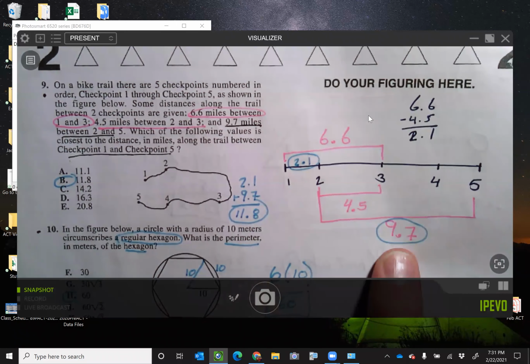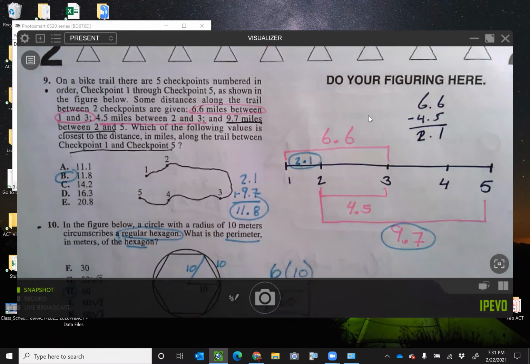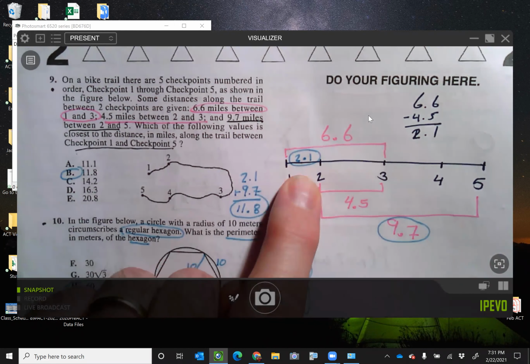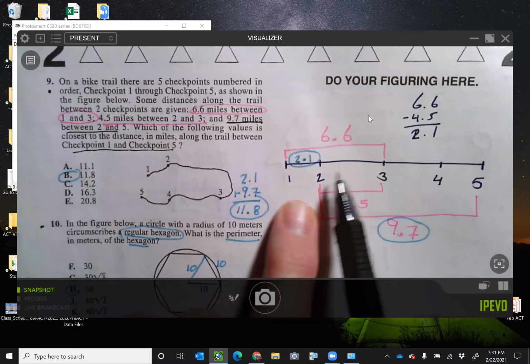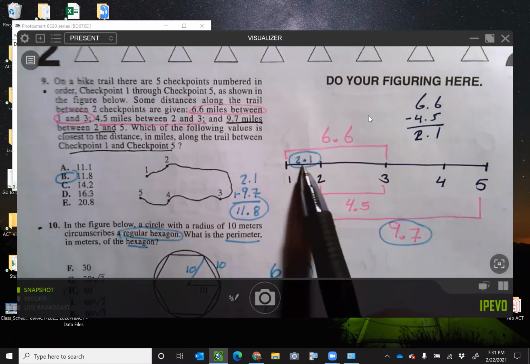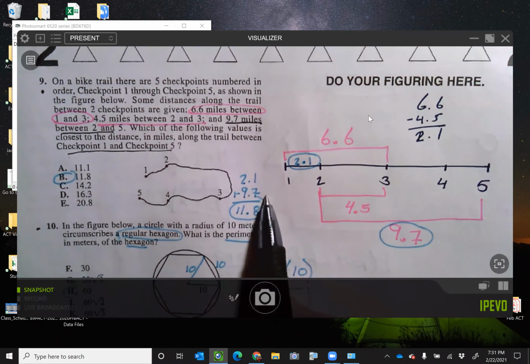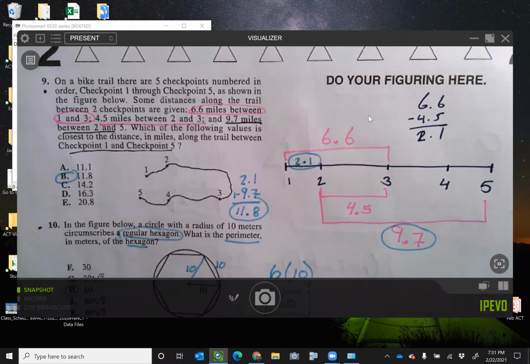Well, we know it's at least 9.7, right? Because that's like all of this except for this little distance. Well, this little distance is 2.1 because these two numbers, right? 6.6 is from 1 to 3. 4.5 is from 2 to 3. So the leftover is 2.1. 2.1 and 9.7 give us 11.8. Okay.